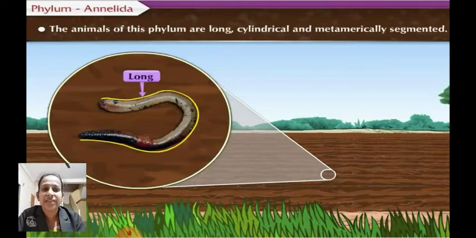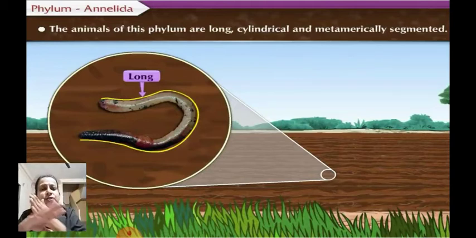So you must have realized now what I am talking about. Yes, I am talking about the phylum in which you will find the earthworm. So this animal you are aware of, this is called the earthworm. And how is their structure? Animals of this phylum are long, cylindrical in shape, metamerically segmented.